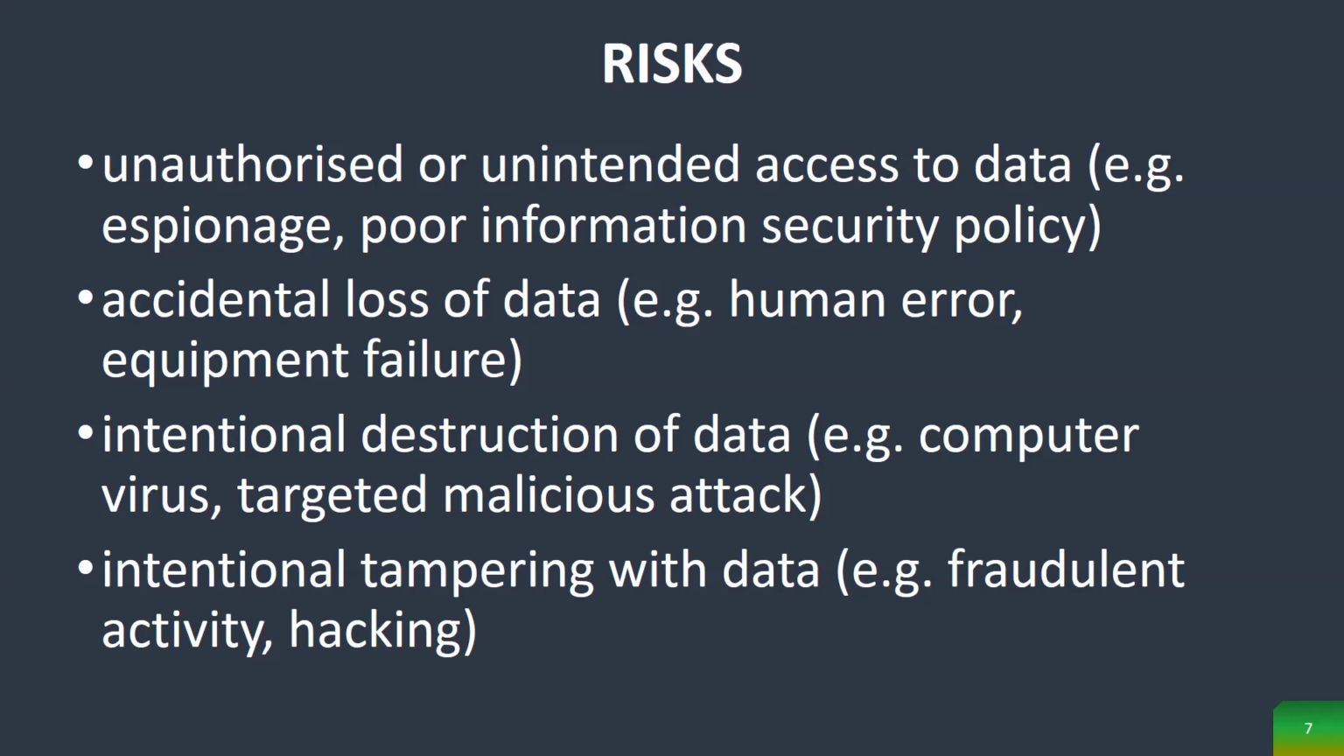There is also accidental loss of data, so stuff like human error and equipment failure. These are potential risks that might happen. Intentional destruction of data, so stuff like computer viruses, targeted malicious attacks, which is malware, and people who might target specific things so people don't see that data. And then the last one there says intentional tampering. So intentional destruction is getting rid of it, whereas intentional tampering might be changing it, manipulating it fraudulently. Okay.